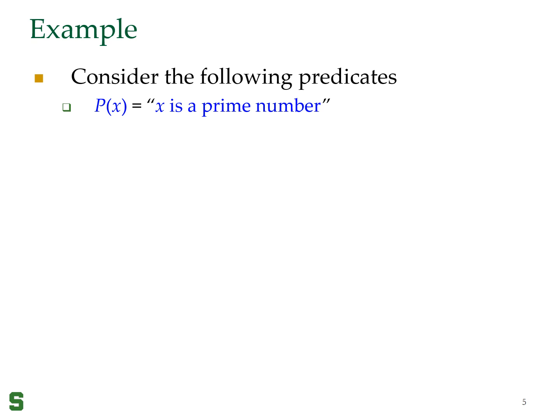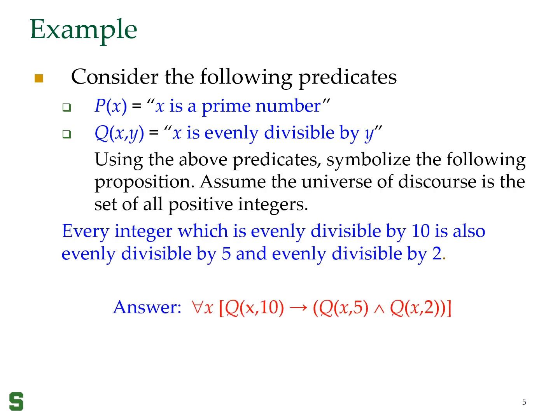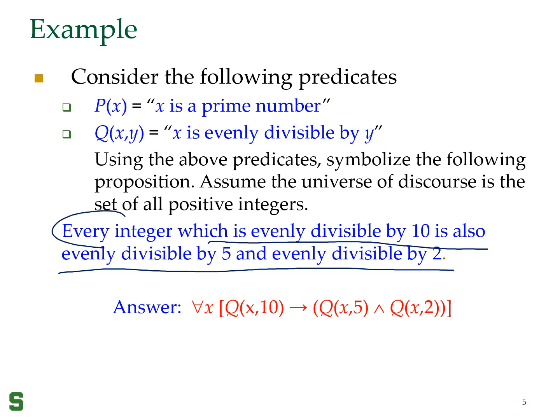Let's look at one more example. Let's say P(x) says x is a prime number. We want to say every integer which is evenly divisible by 10 is also evenly divisible by 5 and 2. I have this requirement for every integer, so I have for all x. What I want is if it is divisible by 10, that says Q(x,10), then this implies Q(x,5) and Q(x,2).